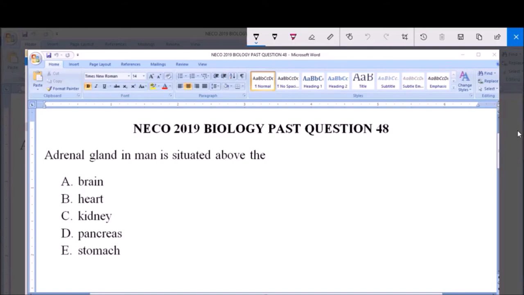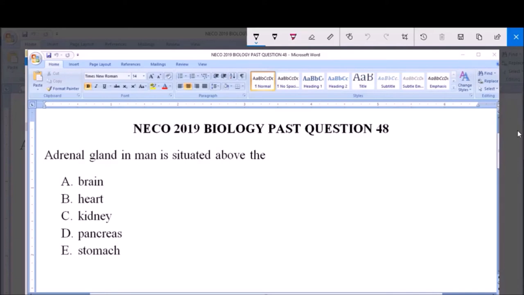I will be answering NECO 2019 biology past question 48. The adrenal gland in man is situated above the: A. brain, B. heart, C. kidney, D. pancreas, and E. stomach.